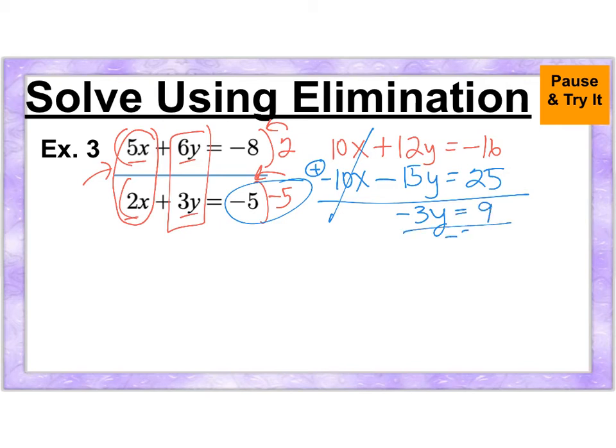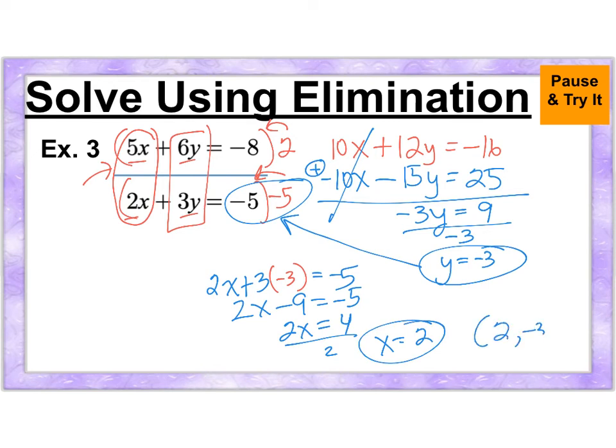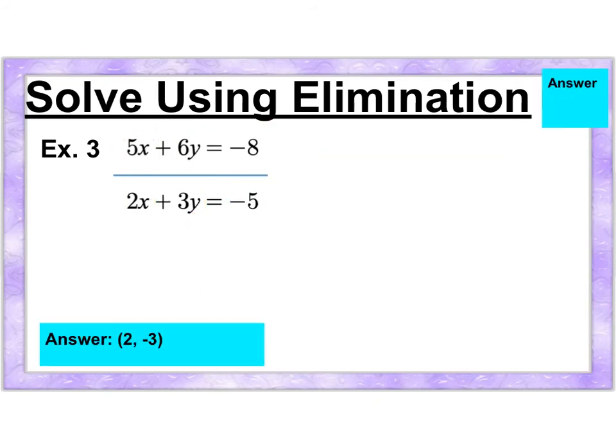I'm going to divide by negative 3, and I get y to be negative 3. We can plug it into either equation. I decide to go in the second equation because the numbers are a little bit smaller. So I have 2x plus 3, plug in my negative 3y, 2x minus 9 equals negative 15, add the 9 over and I get 4, divide by 2, and x equals 2. Put that together, my point is 2, negative 3. Did you get that for an answer? There it is, 2, negative 3.